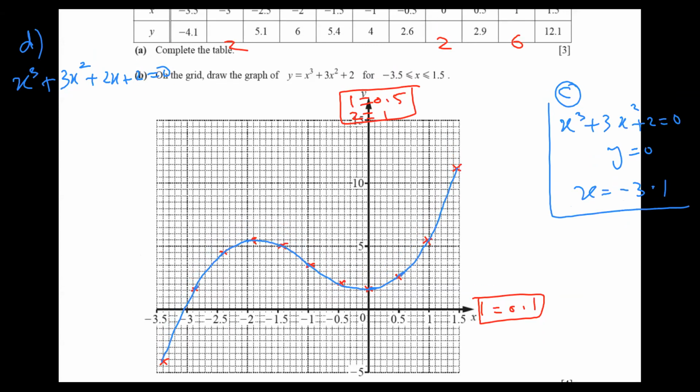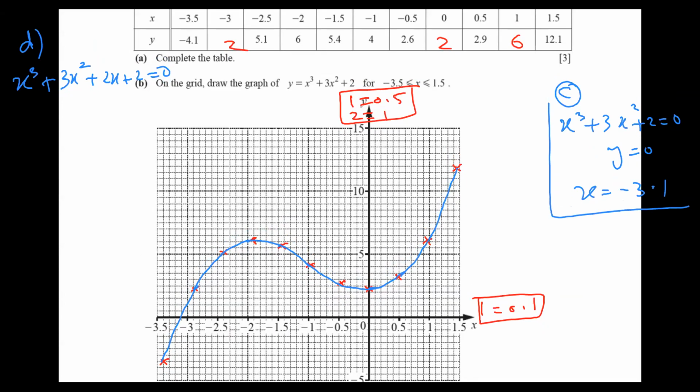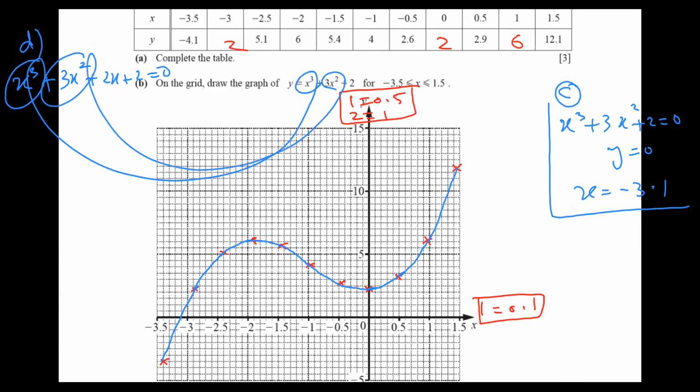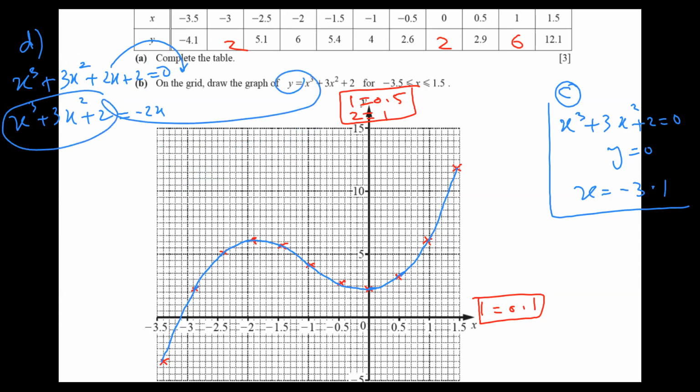He is saying what here? Does this x cube match? Yes, match. Does 3x square match? Yes, match. Does this 2 match? Yes, match. So three things match, only one thing is not matching. So I take everything the same, but what is not required, I will take to the other side. Now all these three terms are perfectly the same. So this is equal to y, so I'm replacing it by y, and y is equal to minus 2x.